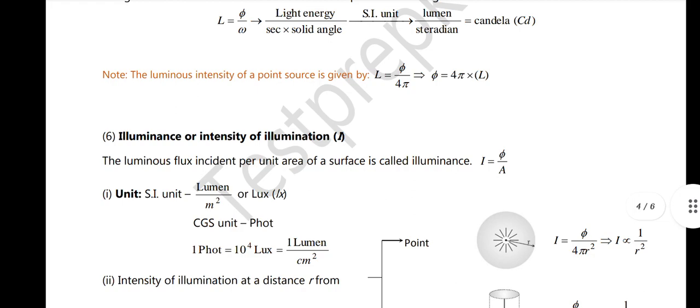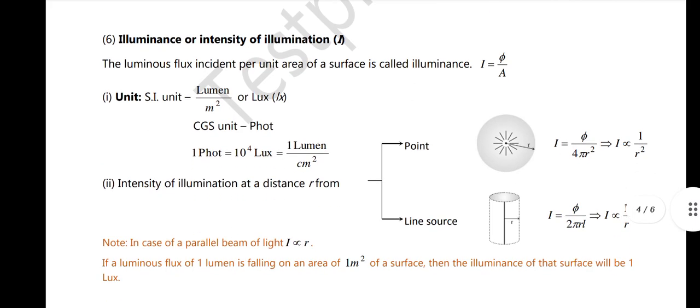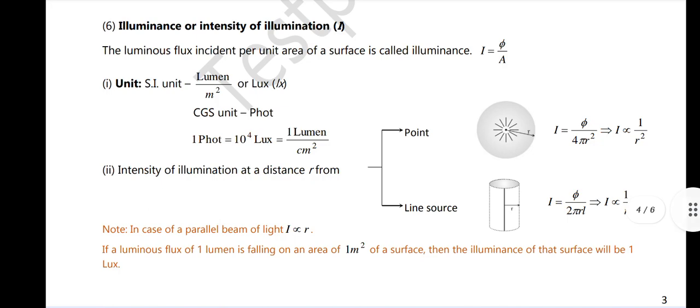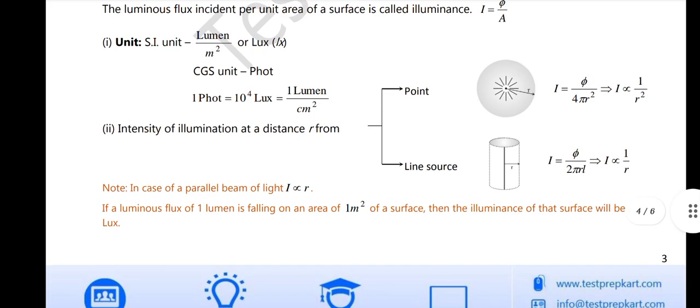Next is illuminance, or intensity of illumination. The luminous flux incident per unit area of a surface is called illuminance. Its SI unit is lumen per meter squared, or lux. Next, the intensity of illumination at a distance r from point and line sources.